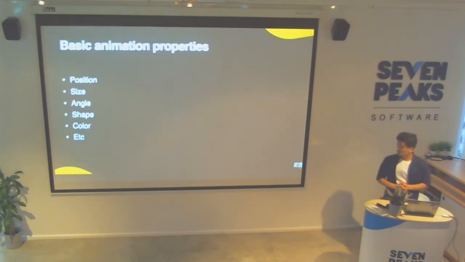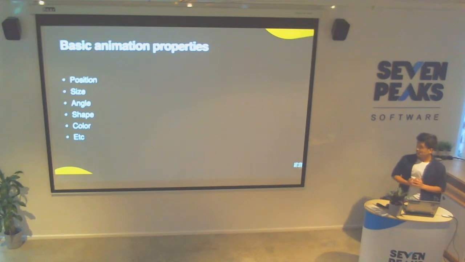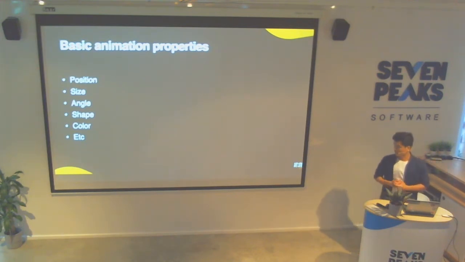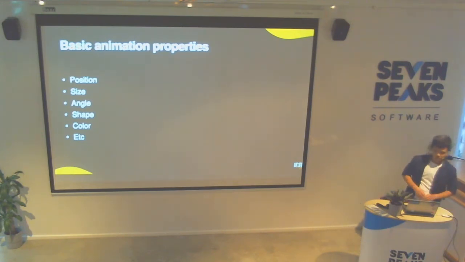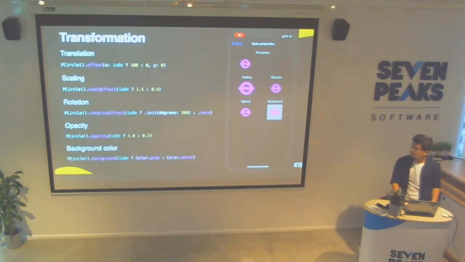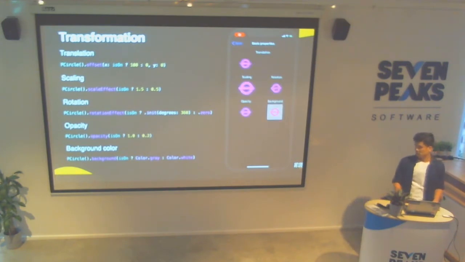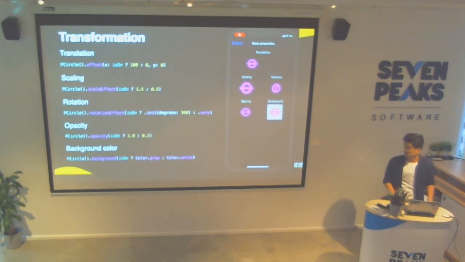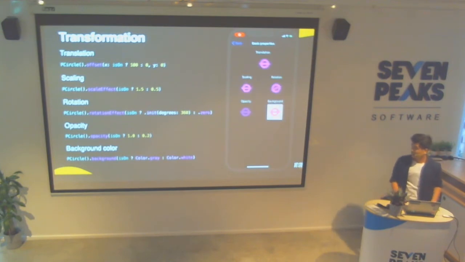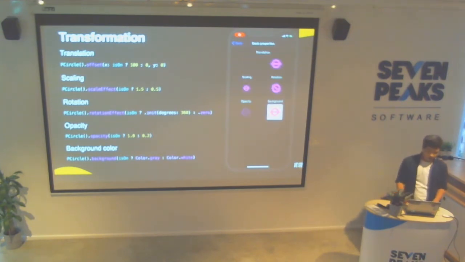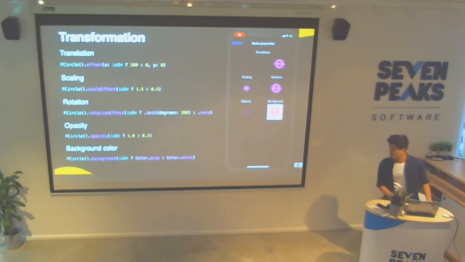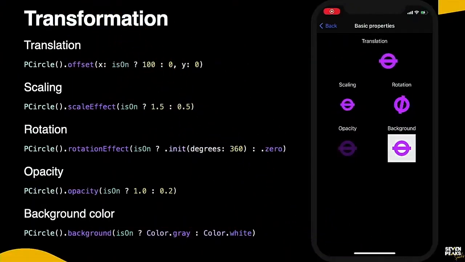So for most front-end frameworks, we have the basic animation properties. It's about transformation or appearance, like position, size, angle, shape, color, etc. SwiftUI itself provides a very simple and robust way to implement animations. You can see some examples for transformation like translation, scaling, rotation, opacity, or background color changing, just using one line of code to achieve it.